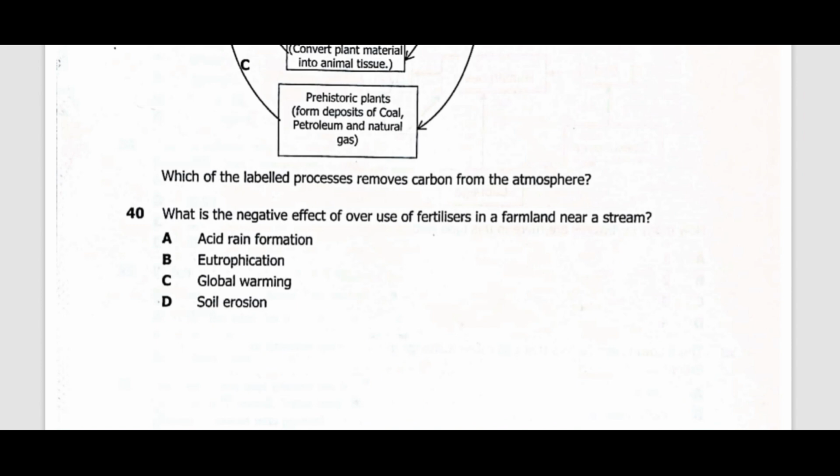Then for the last question, question 40. What is the negative effect of overuse of fertilizers in a farmland near a stream? It causes what we call eutrophication.